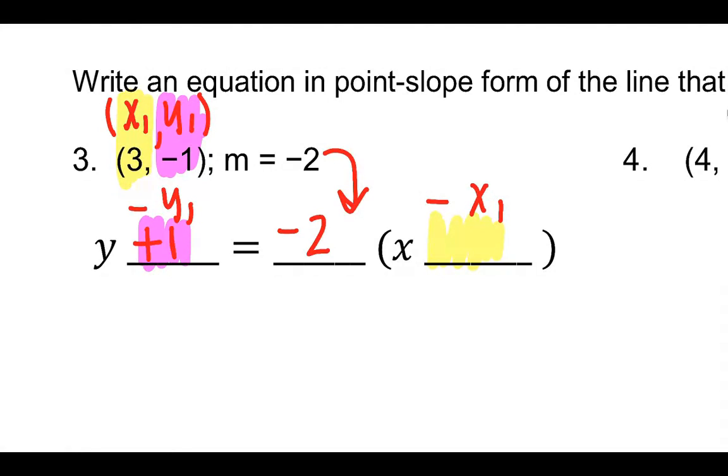Or if you just want to remember, hey, when I plug it in, I've got to flip the sign, or when I pull it out, I have to flip the sign. That's another way to think about it. The x1 is a +3, so again, when I plug it in, it's minus, so it has to be -3. So there's my formula for that one. y plus 1 equals -2 times x minus 3.